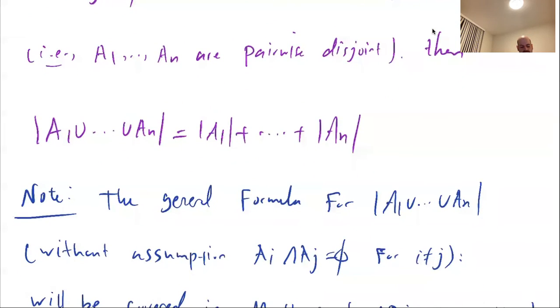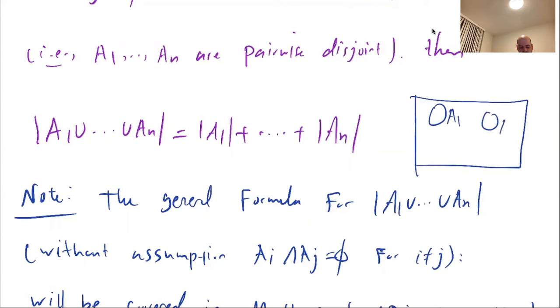Then the number of elements in the union is the sum of the number of elements. You can also see it in the picture here. So let's say you have A1 here and A2 here, and A3 here, and A4 here. If there's no intersection between any two of them, then to count the number of elements in the union, you just need to add the number of elements in each Ai.